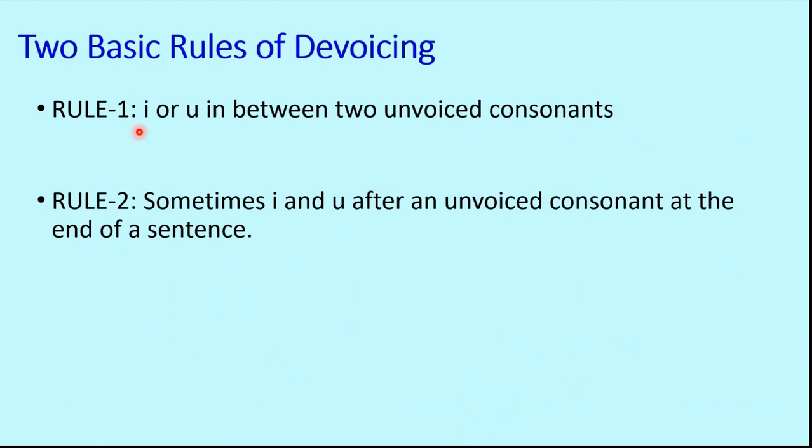This means that if the vowel sound E or U appears in between two unvoiced consonants, then that vowel sound will get devoiced. That is, it will not be uttered. And rule two is sometimes, not always, sometimes E and U sounds after an unvoiced consonant at the end of a sentence will get devoiced. Now we will look at several examples of these two rules to have a clear understanding of how devoicing is done.